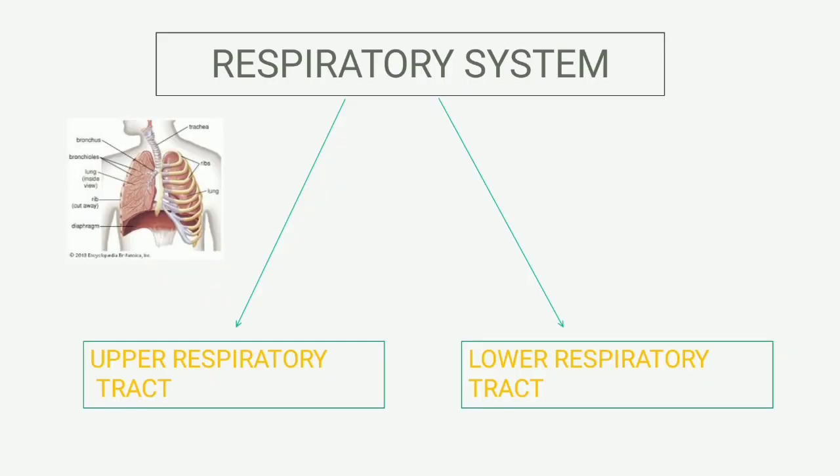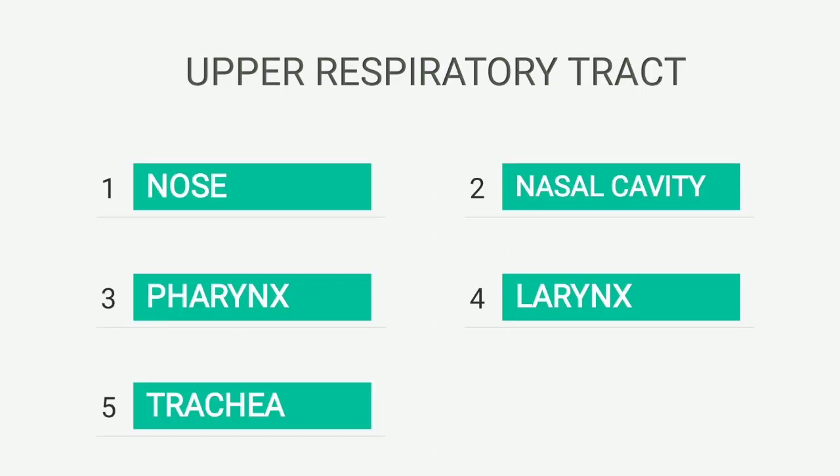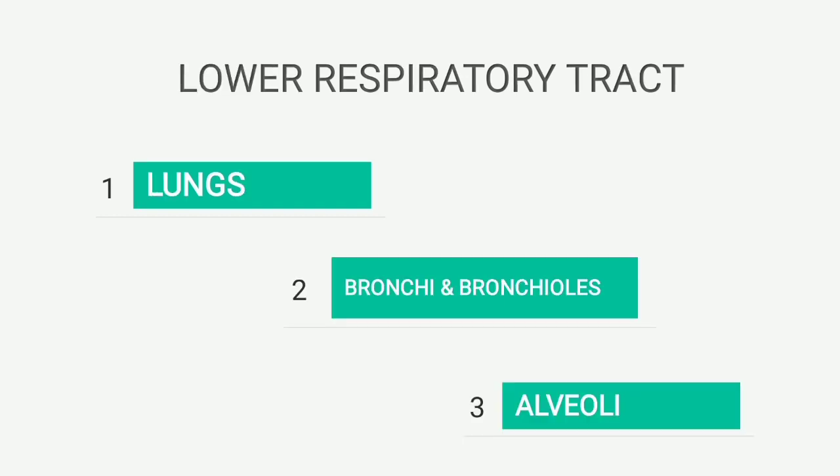Respiratory system is divided into two sections, upper respiratory tract and lower respiratory tract. The organs of upper respiratory tract are nose, nasal cavity, pharynx, larynx and trachea. And the organs of lower respiratory tract are lungs, bronchi and bronchioles and alveoli.